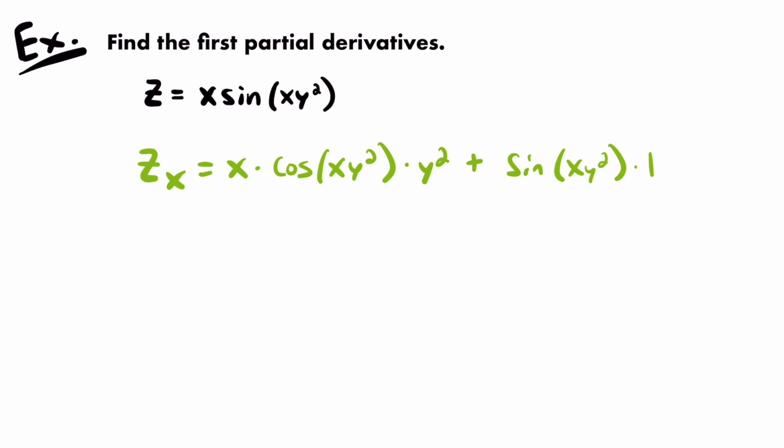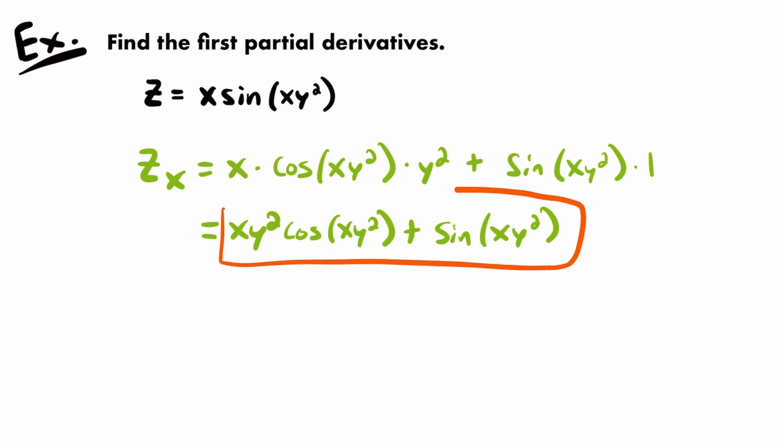All right, and so then simplifying, this would be equal to x times y squared times cosine of xy squared plus sine of xy squared. All right, I just reordered the multiplication here. I like to group together the x's and y's and pull them out front of the other function. Technically, you don't have to do that, but that's how I like to do it to keep things organized. And so that right there would be the partial derivative with respect to x for this function.